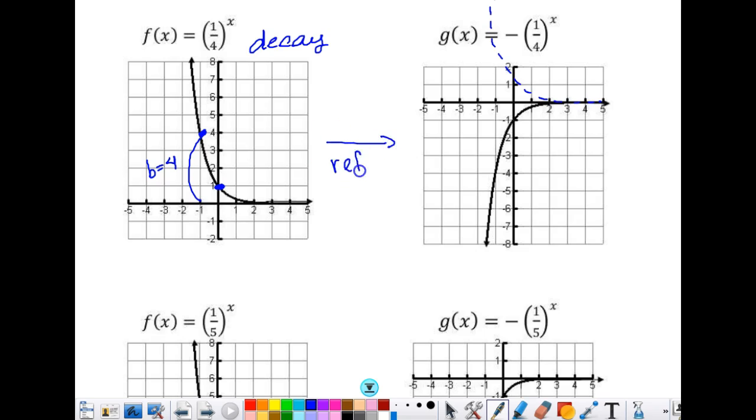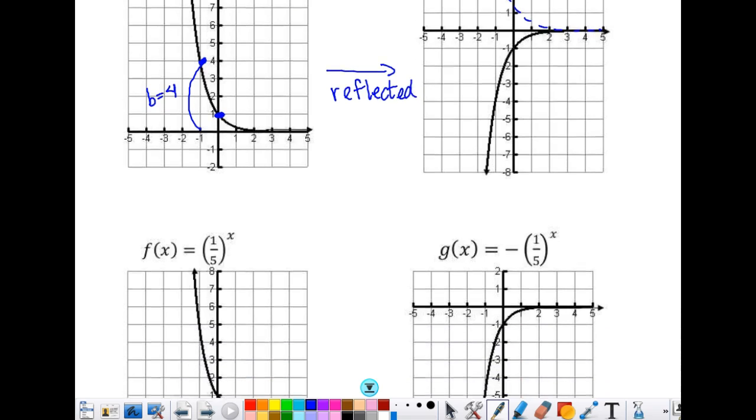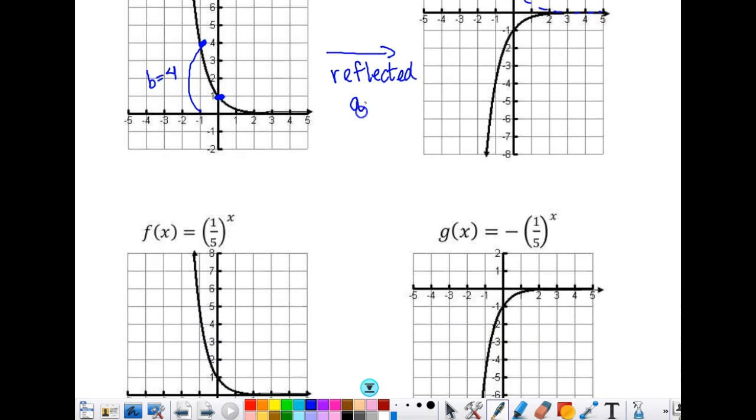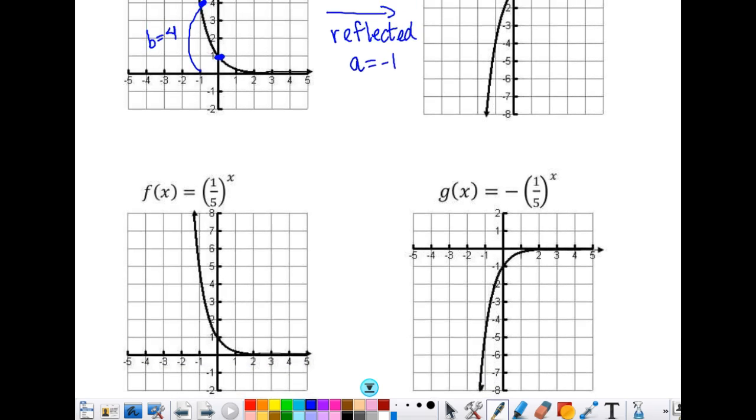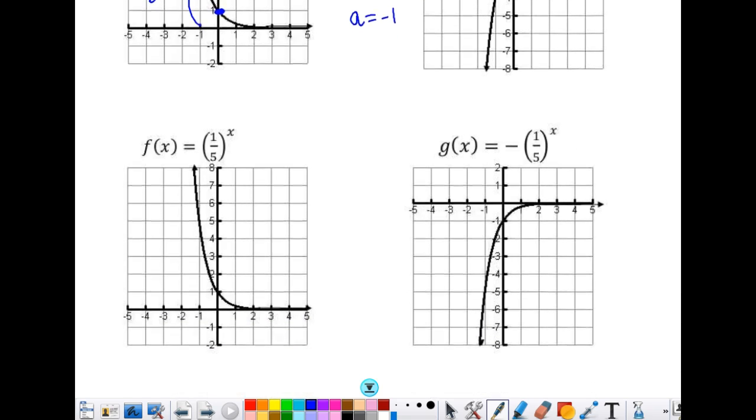We probably should have written this on the other one a minute ago. Reflected. And so a is negative 1. When it's reflected, your a is negative 1, and we've done that all year long. We've made that a negative 1 when it's been reflected.